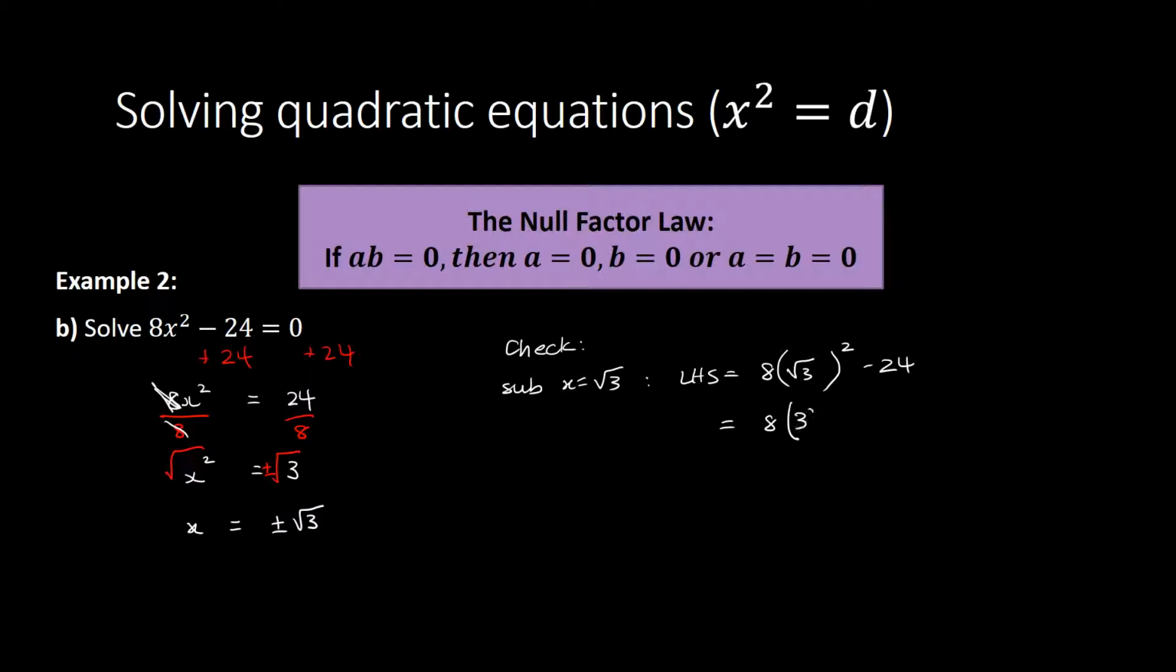Now let's do a check, because square roots are always a little bit funny. Let's check the positive value first. Sub x equals root 3 into the equation. The left-hand side is 8 times x squared, right? So 8 times root 3 squared, subtract 24.